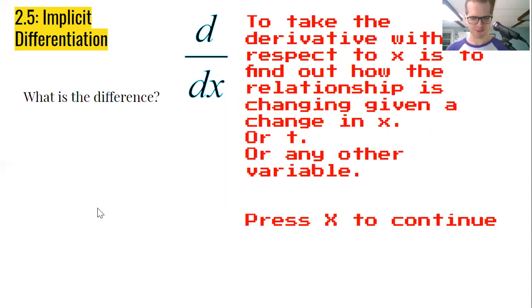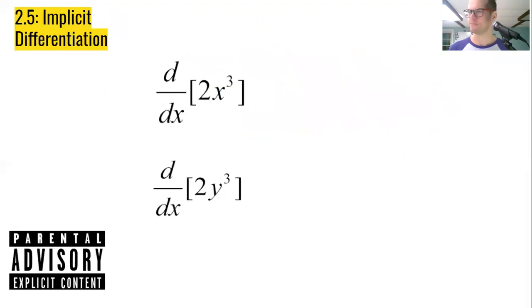So let's press X to continue. All right, so let's look and see how this changes with a couple different expressions. This first thing is saying, let's take the derivative with respect to x of this thing in brackets. Well, that should be bring down the 3, multiply 2 by 3, so 6. Subtract 1 from the exponent, 6x squared. Boom. And again, these are the same variable. Nothing new. Nothing wildly crazy there.